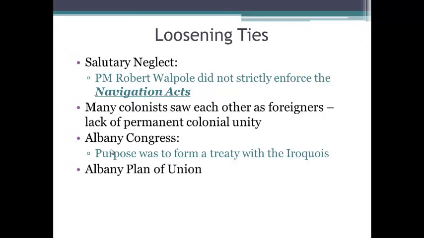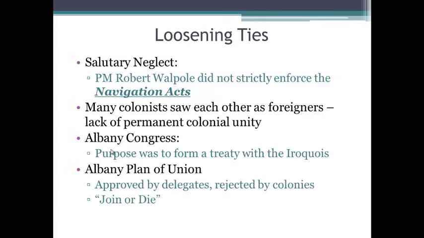At the same time, we have the Albany Plan of Union, which was proposed by Benjamin Franklin, and it called for kind of an intercolonial government. And it was approved by the delegates at the conference, but it was rejected by the colonial assemblies. And the reason why the colonies rejected it is because they feared tax powers. And the British also rejected it because they felt it gave too much power to the colonists.